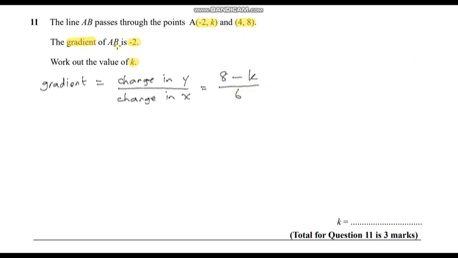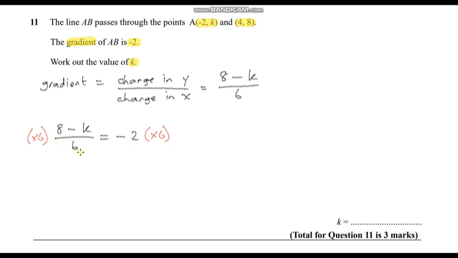But we're also told what the gradient is. So we know that this has to equal -2. Let's write that down underneath. So 8 minus k over 6 is equal to -2. Now we have an equation we can solve to work out the value of k. So I think the first thing I'm going to do is get rid of this fraction. So I'm just going to multiply both sides by 6.